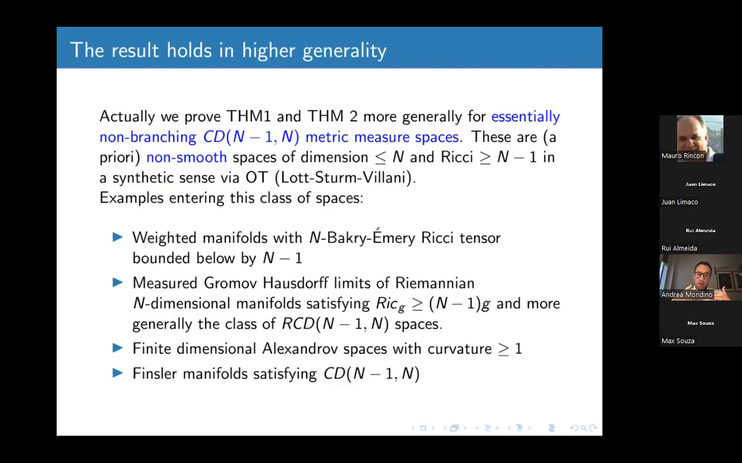Then, if you take a Gromov-Hausdorff limit of Riemannian manifolds with lower bound on the Ricci, then these possibly non-smooth limits, called Ricci limit spaces, are entering into this framework. Then also finite dimensional Alexandrov spaces with Ricci curvature bounded from below by 1, with the sectional curvature bounded below by 1. So these are metric spaces with the sectional curvature bounded below by 1 in the sense of triangle comparison à la Toponogov. And even thin structures enter into this setting.